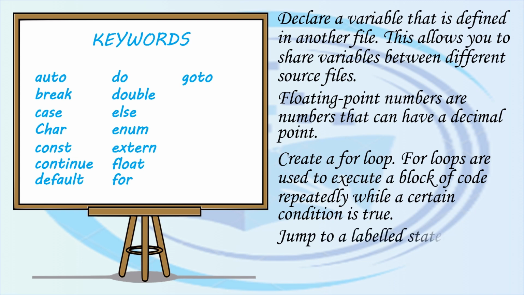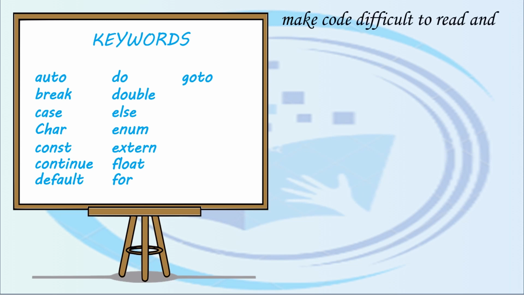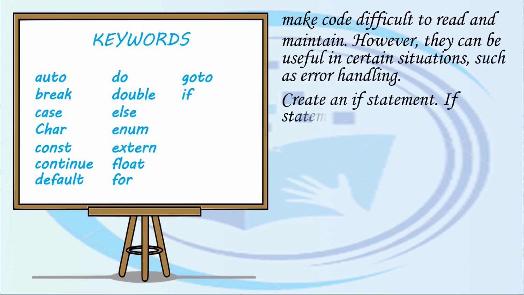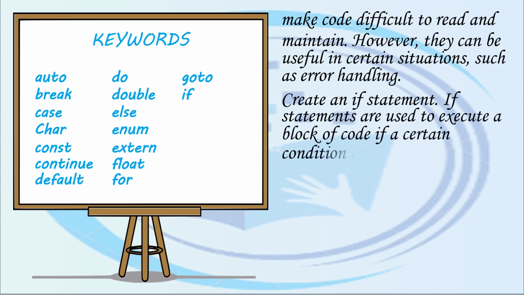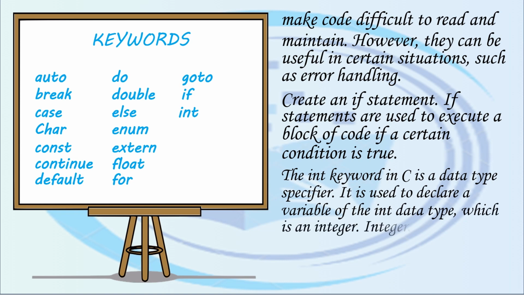Goto: jump to a labeled statement. Gotos are generally considered to be bad practice, as they can make code difficult to read and maintain. However, they can be useful in certain situations, such as error handling. If: create an if statement. If statements are used to execute a block of code if a certain condition is true. The int keyword in C is a data type specifier. It is used to declare a variable of the int data type, which is an integer. Integers are whole numbers, without decimals.